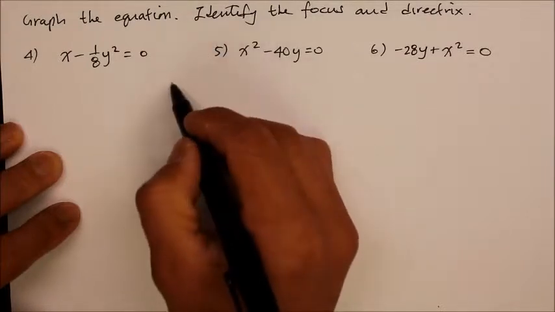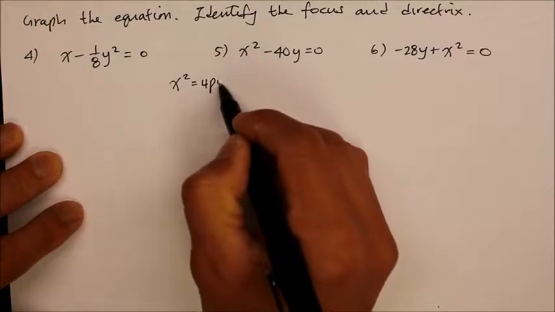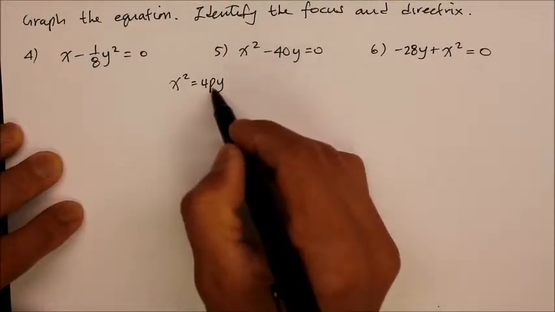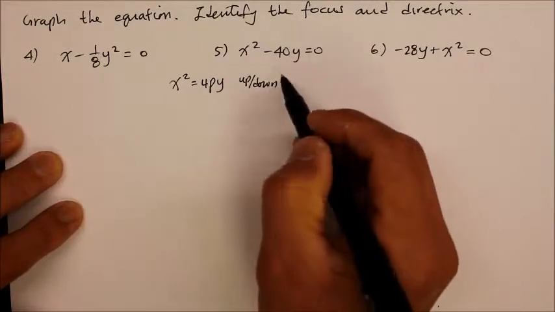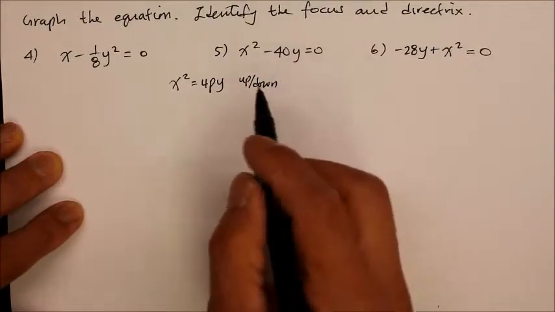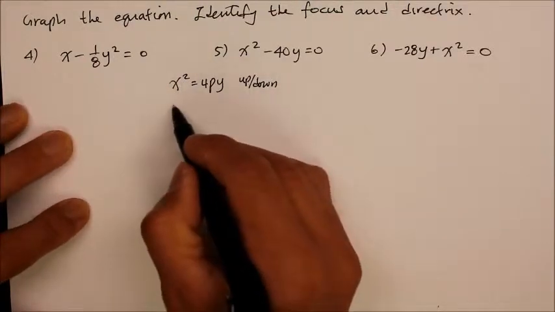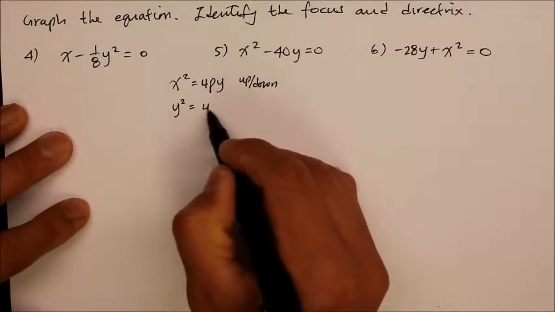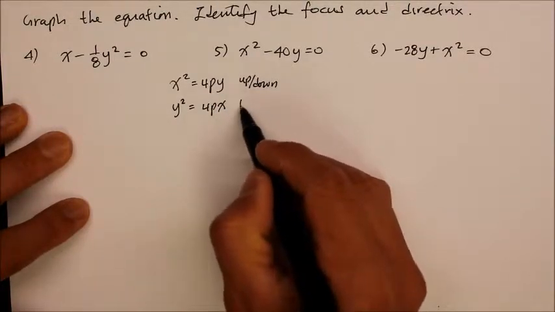it should look like this. x squared is equal to 4py. That's going to open up or down. Okay, let's write that down. Up, down. Just like in quadratic function back in Algebra 1. If you see an x squared, that's a quadratic. So that means if you have y squared is equal to 4px, the standard form, we're looking for a parabola that's going to go left or right.